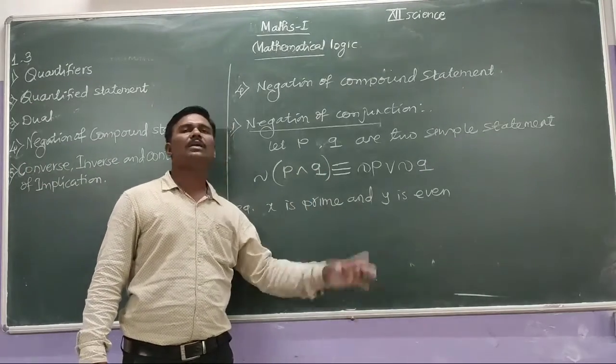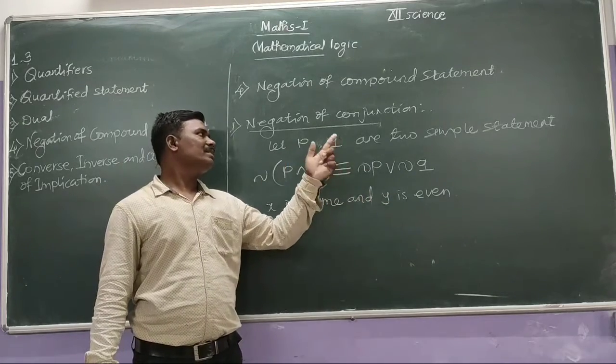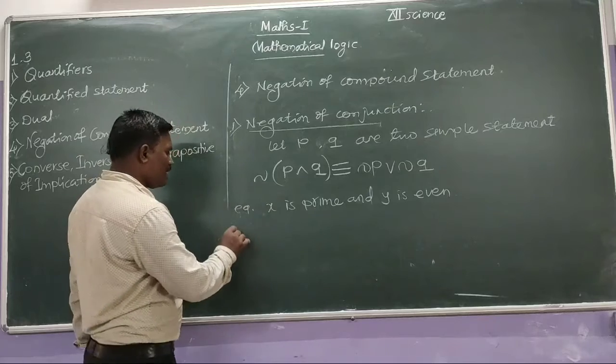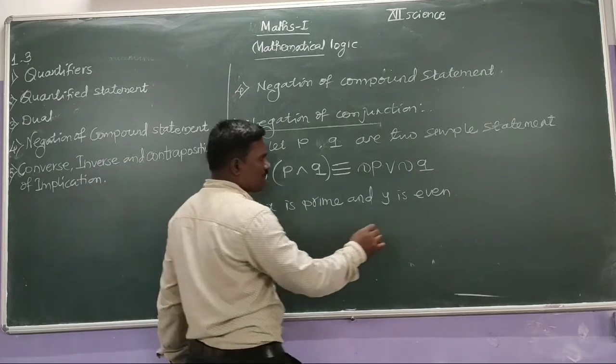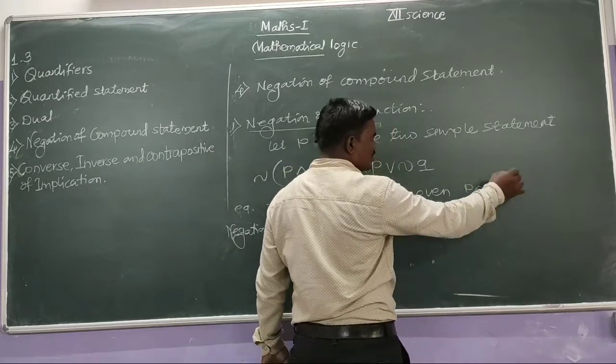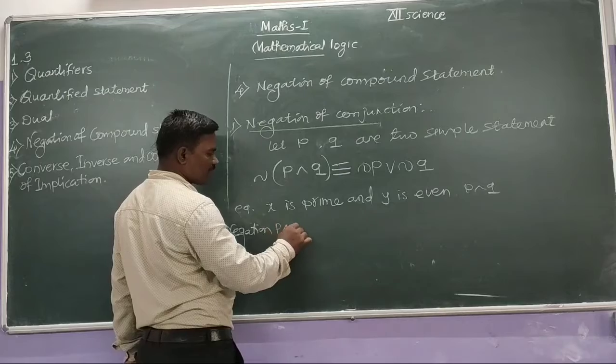Use the connective here, and suppose that x is prime, that is the p, y is even, that is the q. Okay, negation of this, what will be its symbolic form? p conjunction q. Suppose that this is the symbolic form. We have to take the negation of p conjunction q.